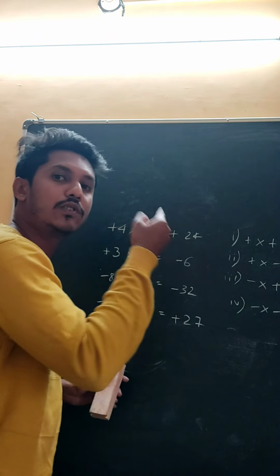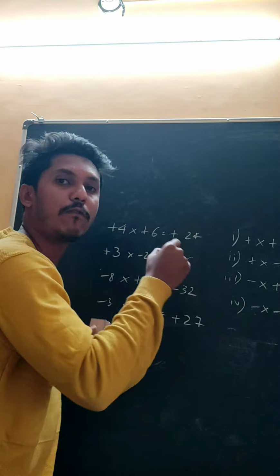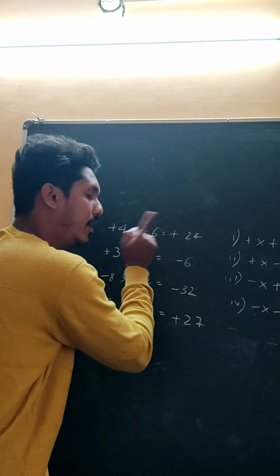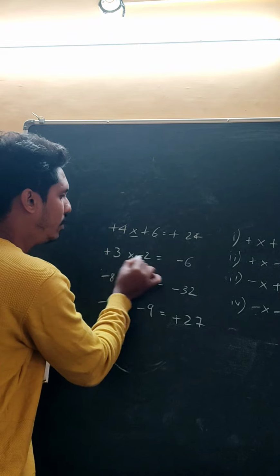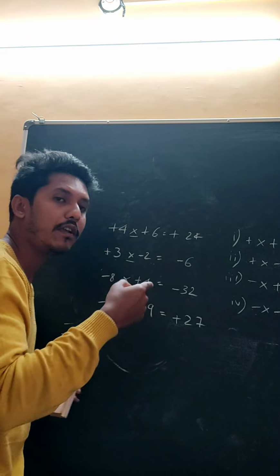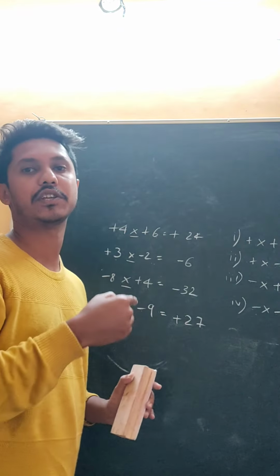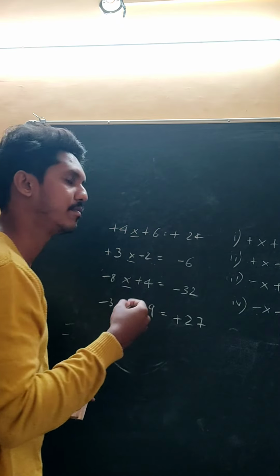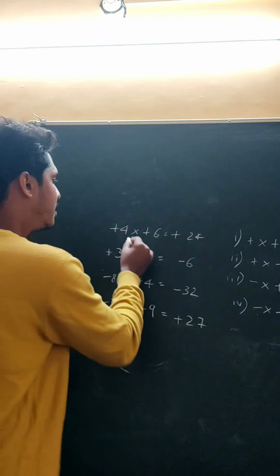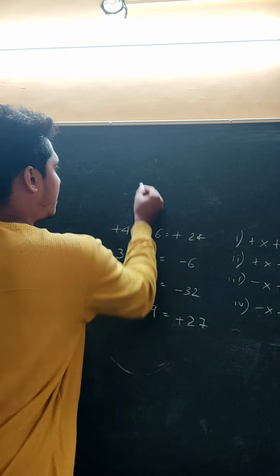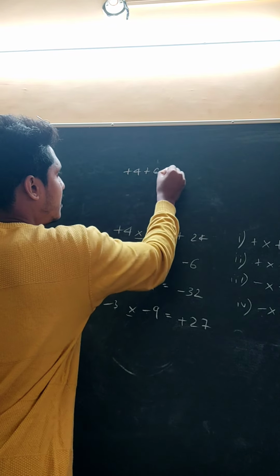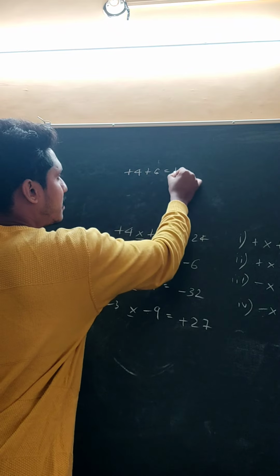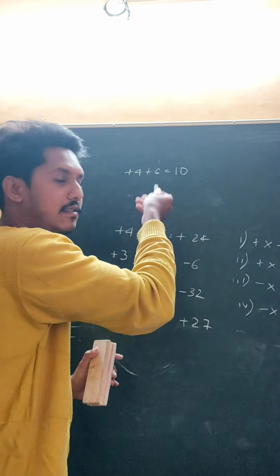See, this works only in the case of a multiplication symbol present between two numbers. What if there is no multiplication symbol? If there is no multiplication symbol, what does the answer come to? See, plus 4 plus 6. This is nothing but 4 plus 6, right? 4 plus 6 is what? 10. We got the answer as 10.